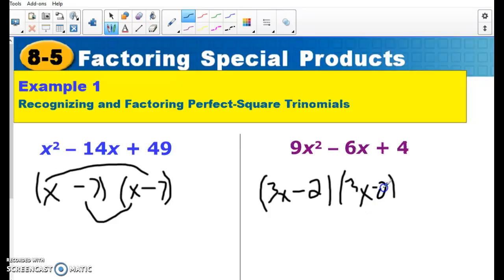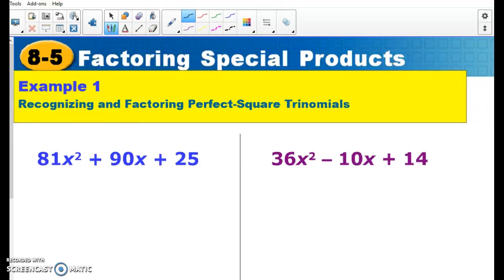Okay, so it's going to give me my 9x squared, that's going to give me my positive 4. That'll give me a negative 6x, and that'll give me a negative 6x, which is going to give me a negative 12x, which is not what the problem says. It just says negative 6x. So no, this is not going to be a perfect square trinomial because of that negative 6x in the middle.